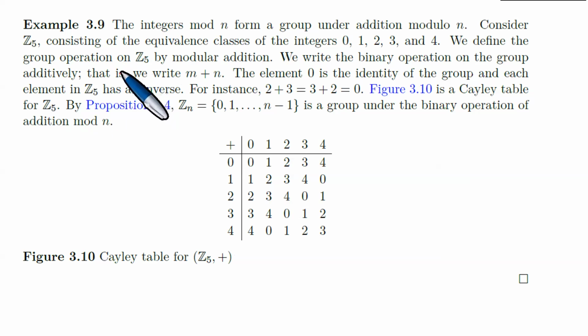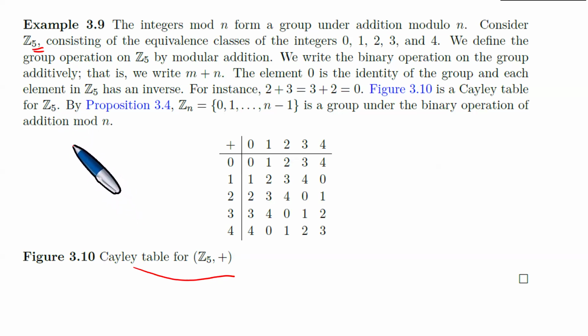Let's look at Example 3.9. The integers modulo n form a group, like the Cayley table of Z5 under addition. So the integers modulo n form a group under addition modulo n. Consider Z5, because 5 is prime. The 5 is prime, and this is very important for the groups.